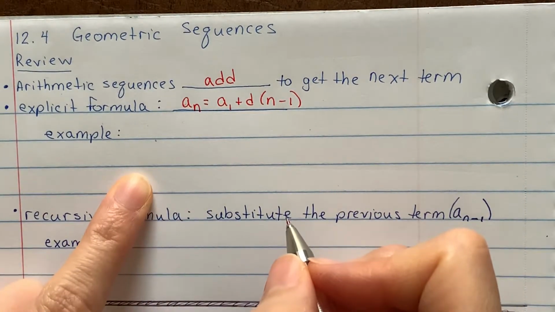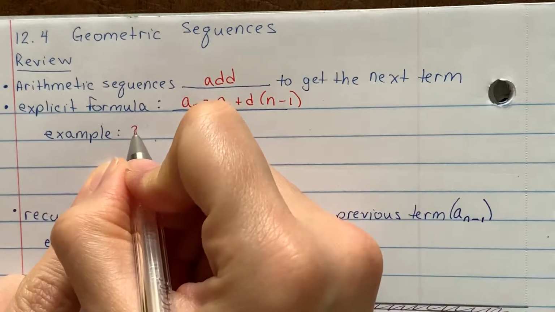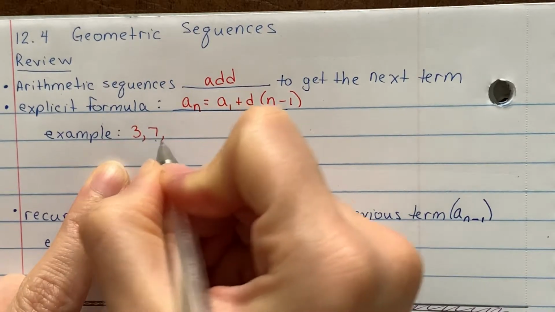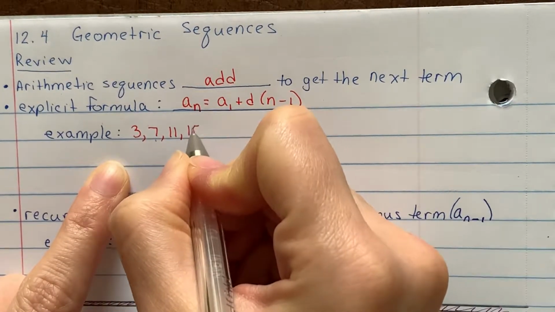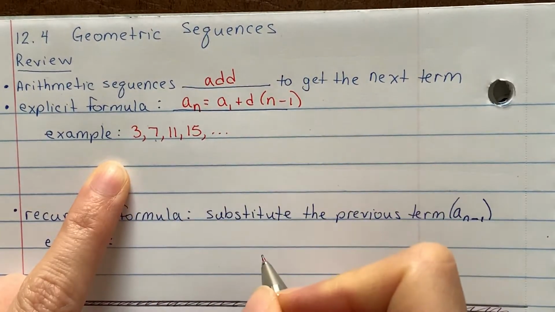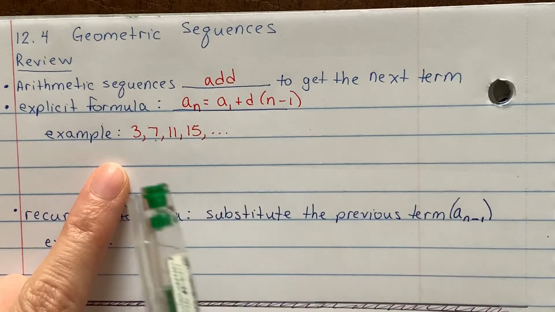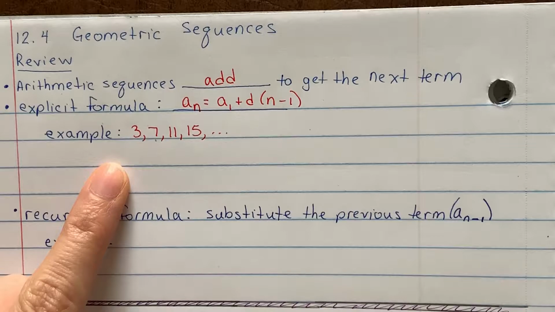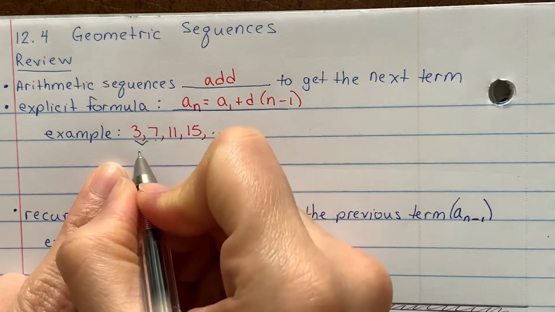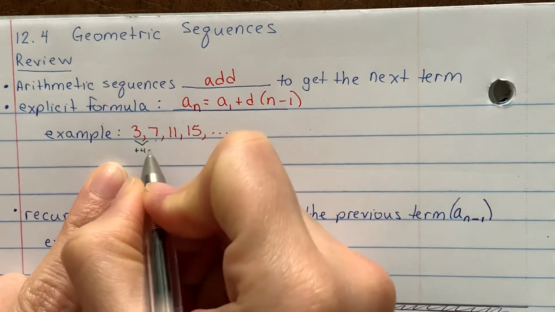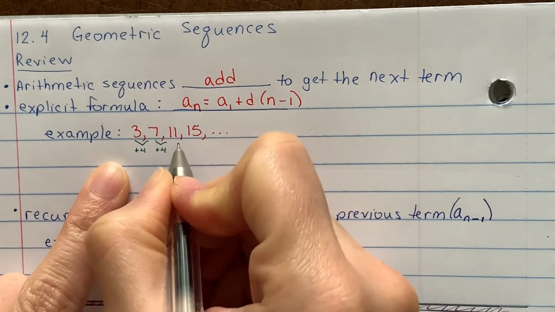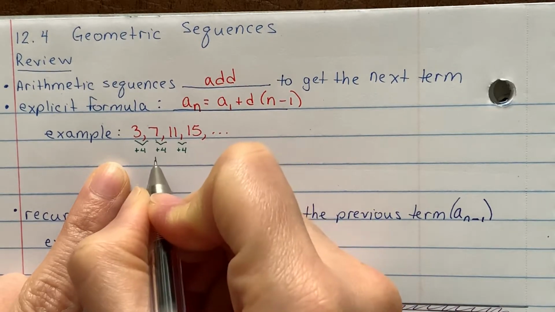An example of an arithmetic sequence would be something like this: 3, 7, 11, 15, ... Take a moment and see if you can come up with the explicit formula. So this is a little review of what you learned yesterday. What is the explicit formula for this sequence? Well, the first thing I need to do is figure out what the common difference is. Looks like I'm adding 4. I'm adding 4 and I'm adding 4. So d is 4.